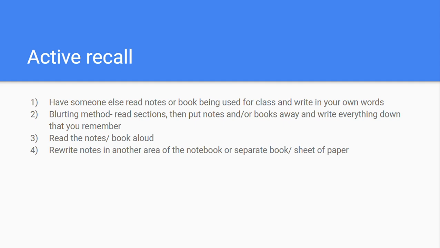just seeing it. And rewriting notes in another area of the notebook or separate book or a separate sheet of paper. This way you're seeing the information multiple times, so it's going to get stuck in your brain.